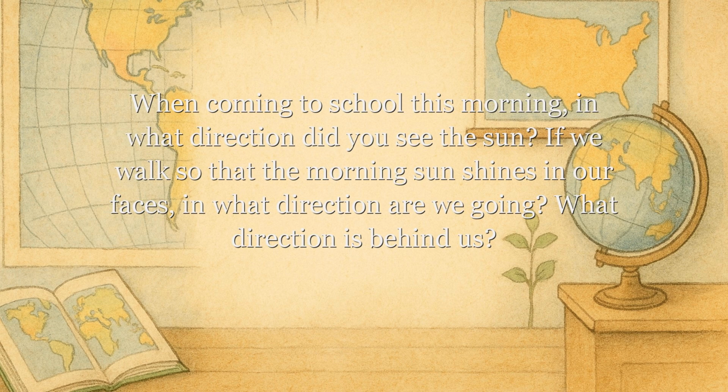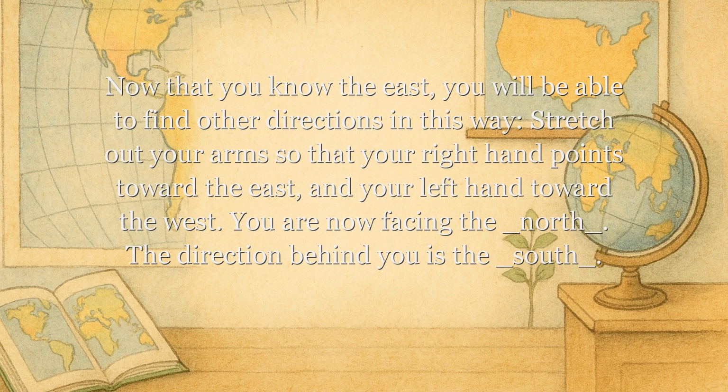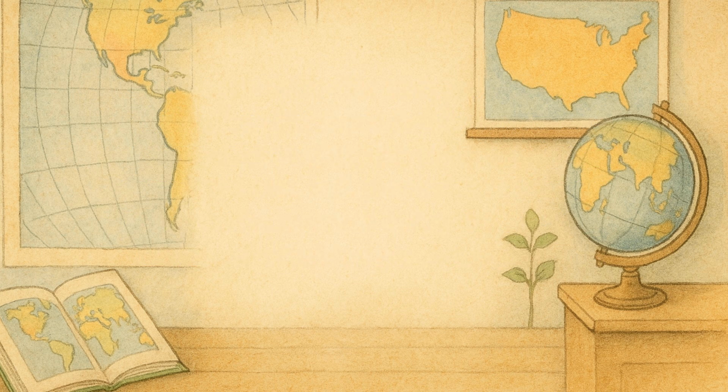If we walk so that the morning sun shines in our faces, in what direction are we going? What direction is behind us? Now that you know the east, you will be able to find other directions in this way. Stretch out your arms so that your right hand points toward the east and your left hand toward the west. You are now facing the north. The direction behind you is the south.